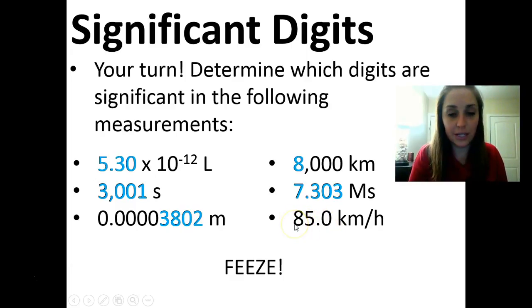85.0, your first non-zero is an 8, your last non-zero is a 5. There's a 0 at the end, and yes, there's a decimal, so yes, you get to keep the zeros at the end.